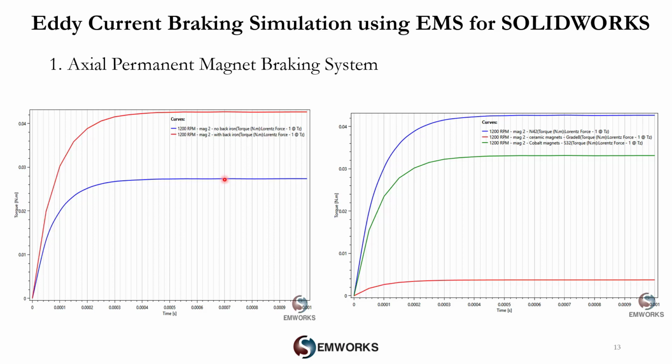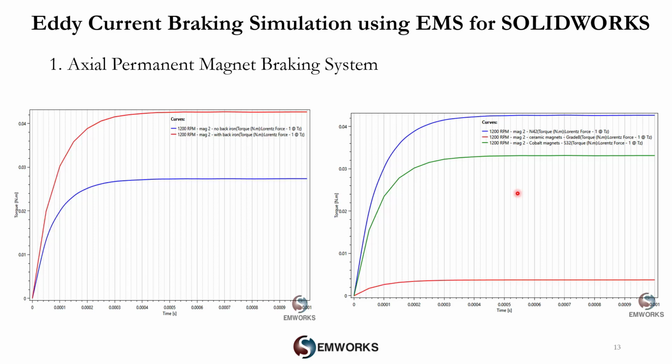On the right side, we ran the simulation for 3 different magnets and got these results. As you can see, the neodymium magnet N42 gives the highest torque compared to ceramic and cobalt magnets. And this is normal because the neodymium magnet has the highest magnetic remanence compared to these magnets.